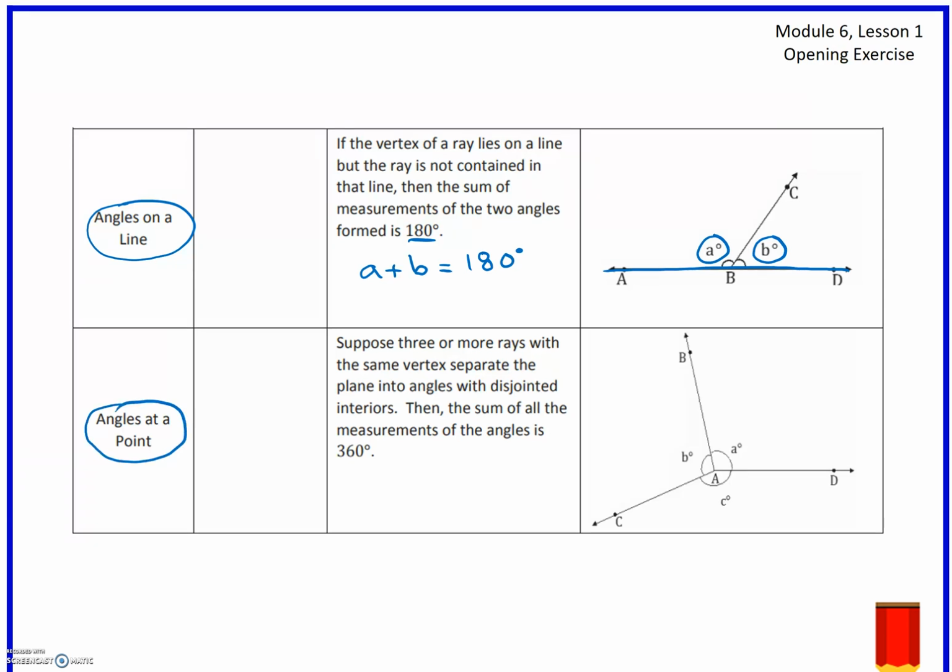The next to take a look at is angles at a point. The point we're referring to is point A, and this has to do with angles that go in a full circle. They will add up to 360 degrees. So every angle around that point, such as A and B and C, will all add up to 360 degrees.